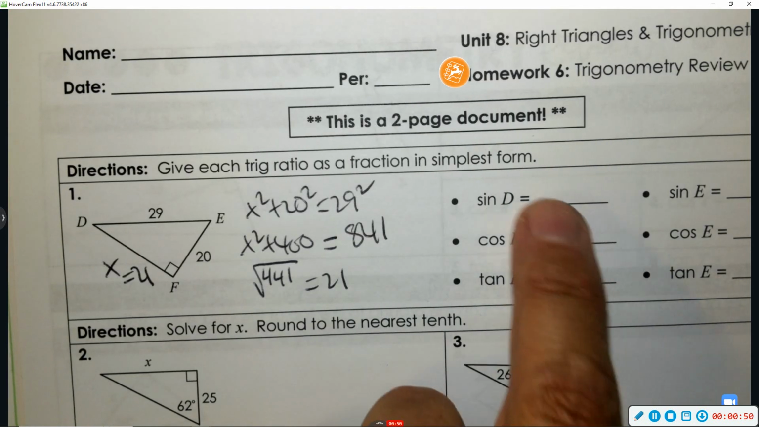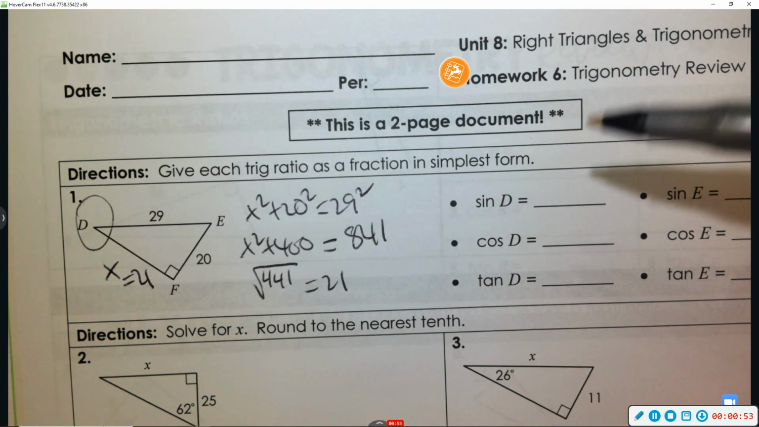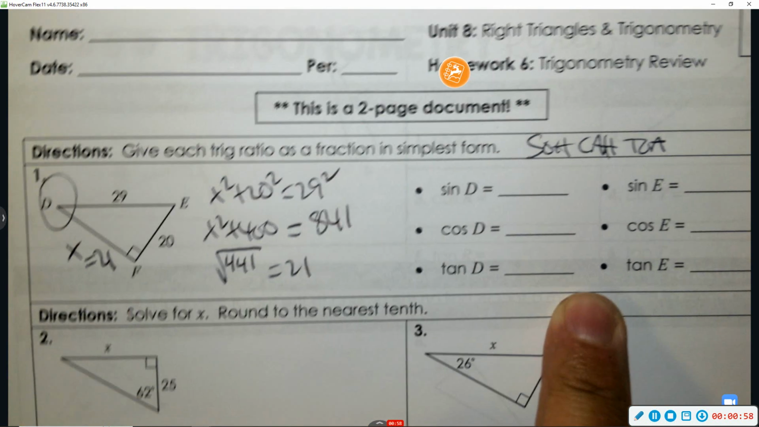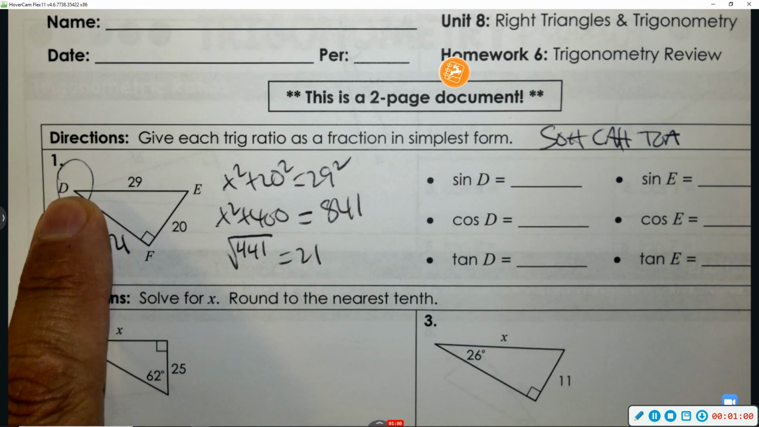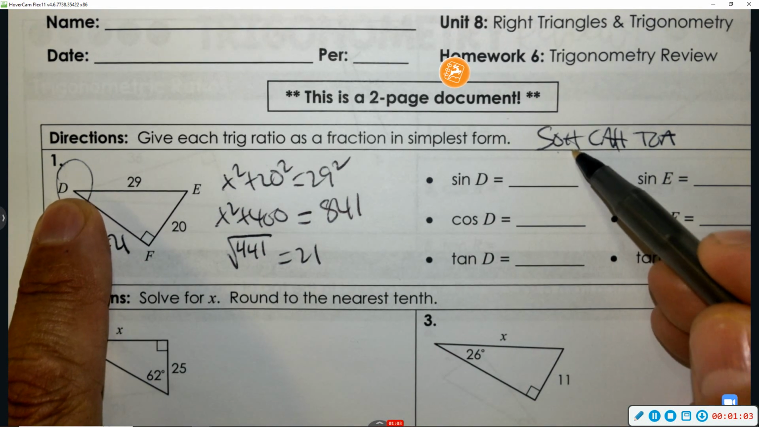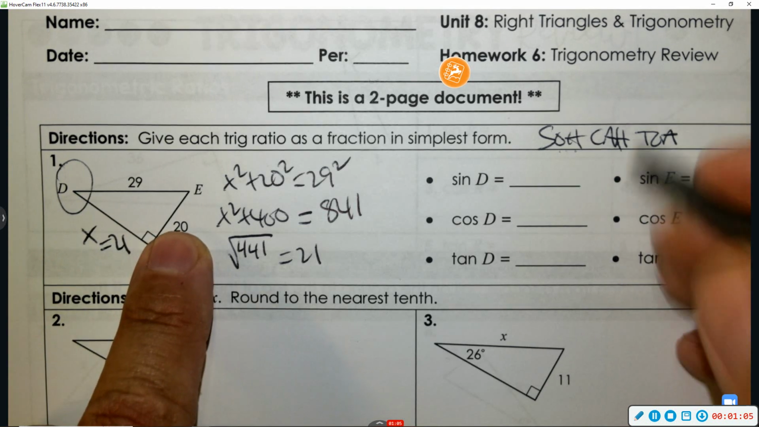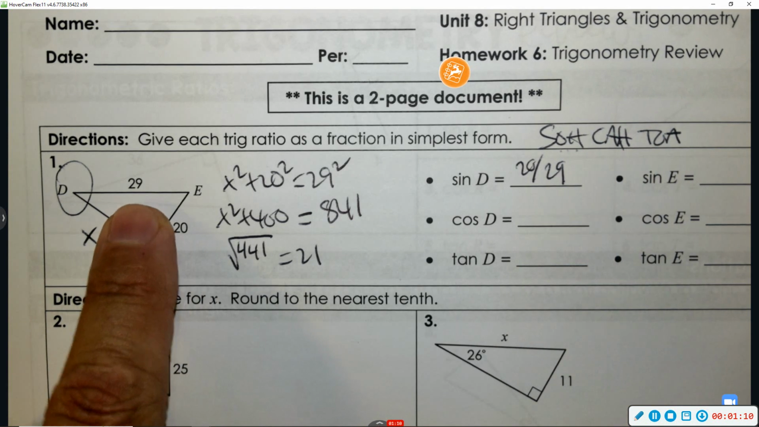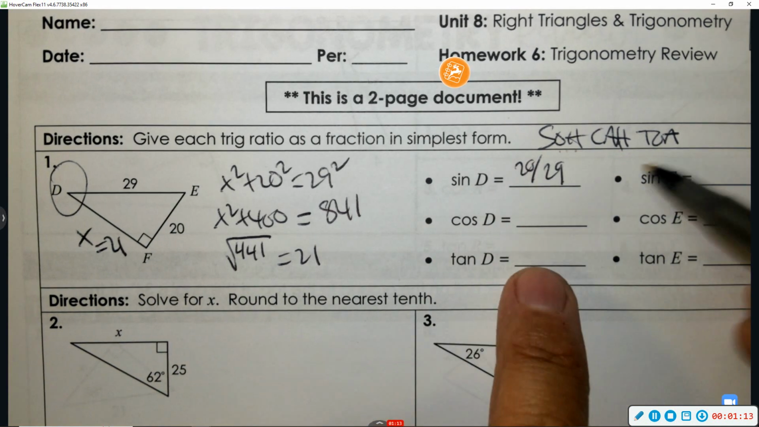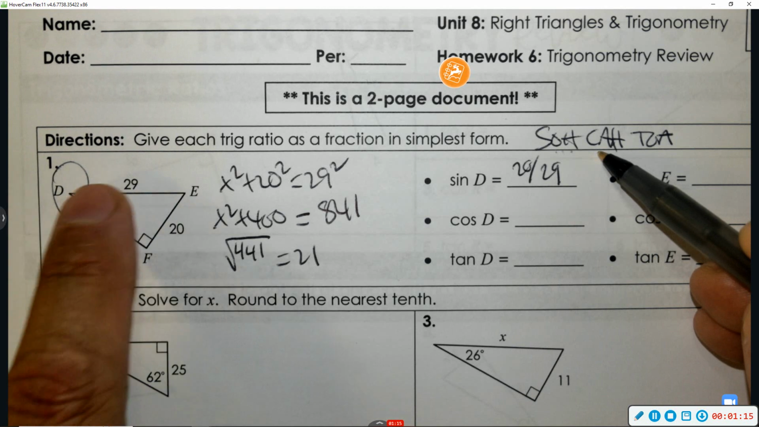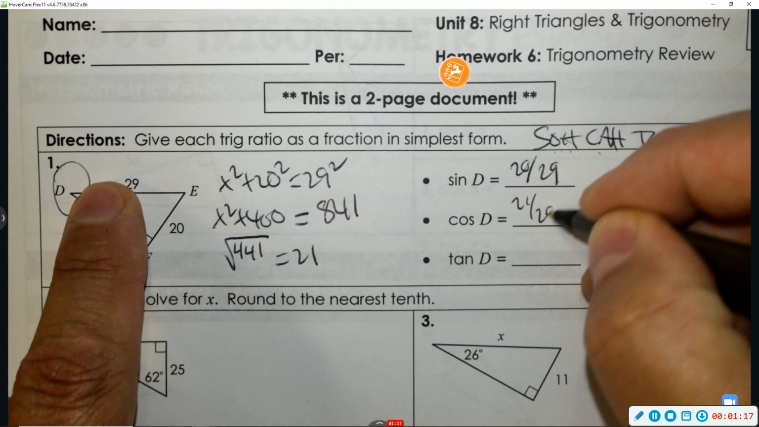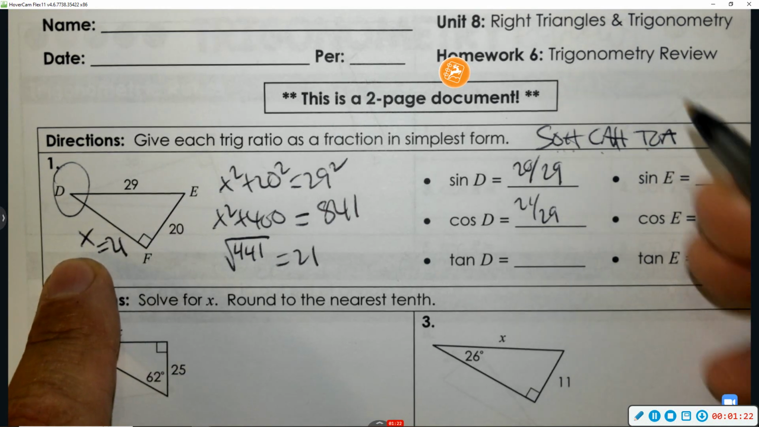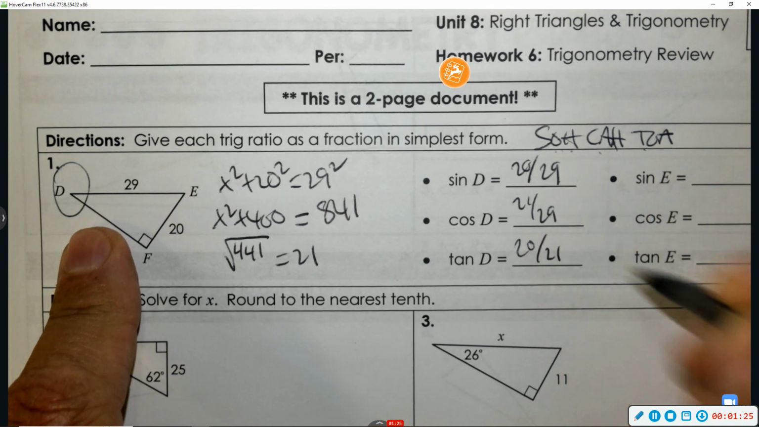And now, from angle D, we circle it. And again, we write down SOH CAH TOA for our ratios. And now from D, we're going to start. So sine is opposite over hypotenuse. That's the longest side. Then cosine is adjacent over hypotenuse. So it's 21 over 29. And then tangent is opposite over adjacent. So it's 20 over 21 from that angle.